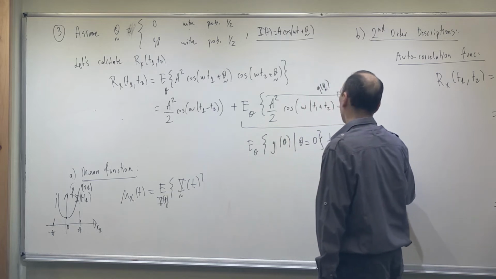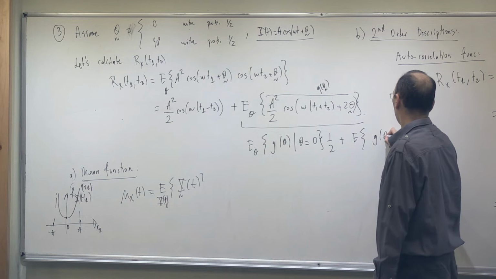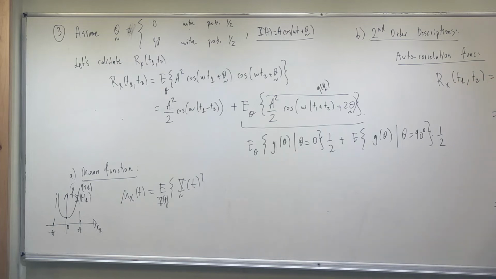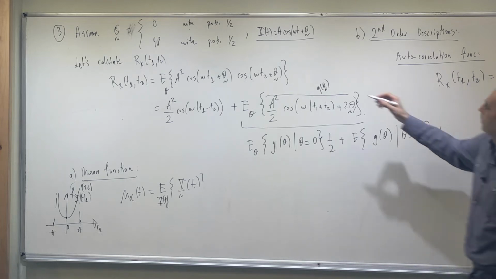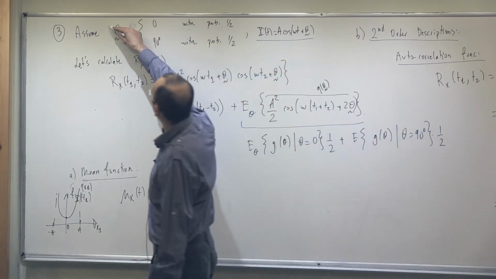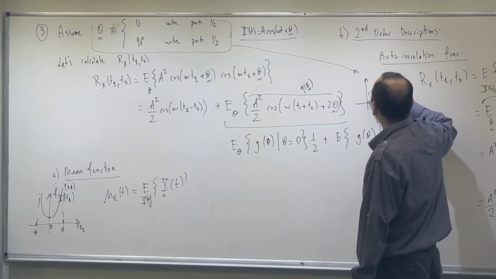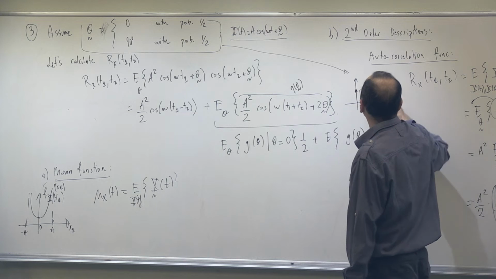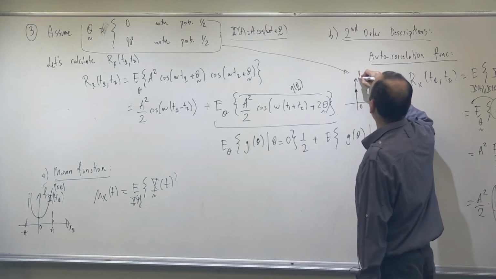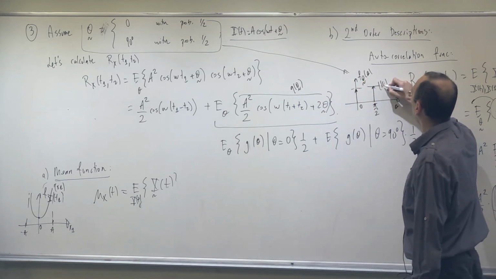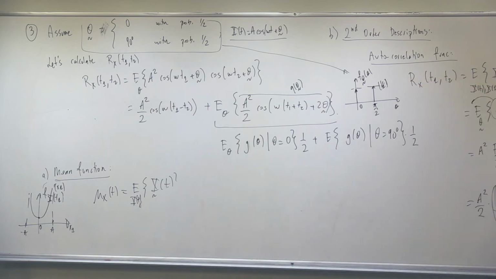times 1/2 plus expected value of g of theta, theta equal to 90 degrees, times 1/2. Do you remember this? Well, this is the same as the earlier calculation. The only difference is that now this density, if I sketch it, is not uniform, but has 2 impulses. One of the impulses is at 0, the other impulse is at pi over 2, and both of them have probability 1/2. I have something like this.